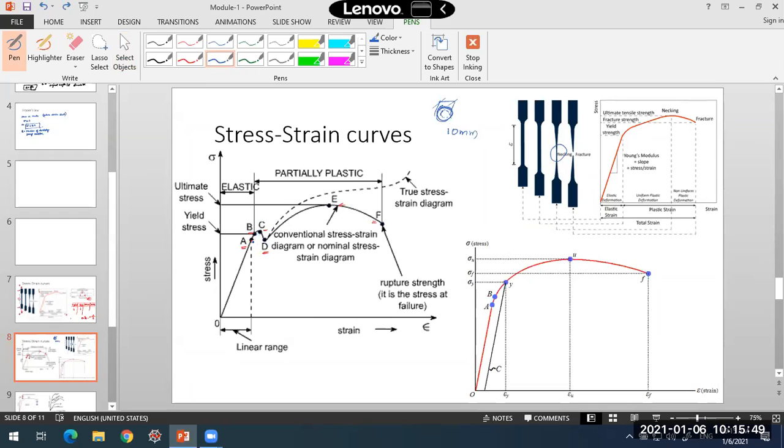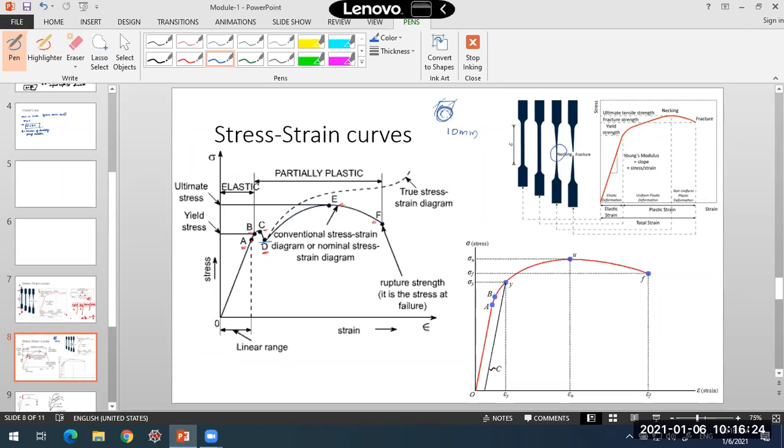The upper yield point is the maximum point up to which the stress will go on increasing without much increase in the strain. Once it reaches this maximum value of stress, there is a small reduction in the load. If you observe the load values when you are testing, it will come down to some minimum value, which is the lower yield point, this D. After that, you will see an increase in the loading again.